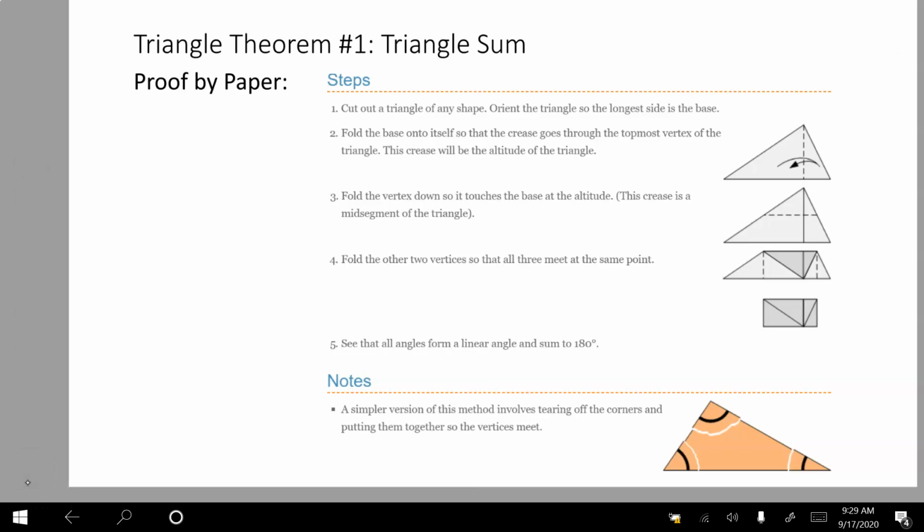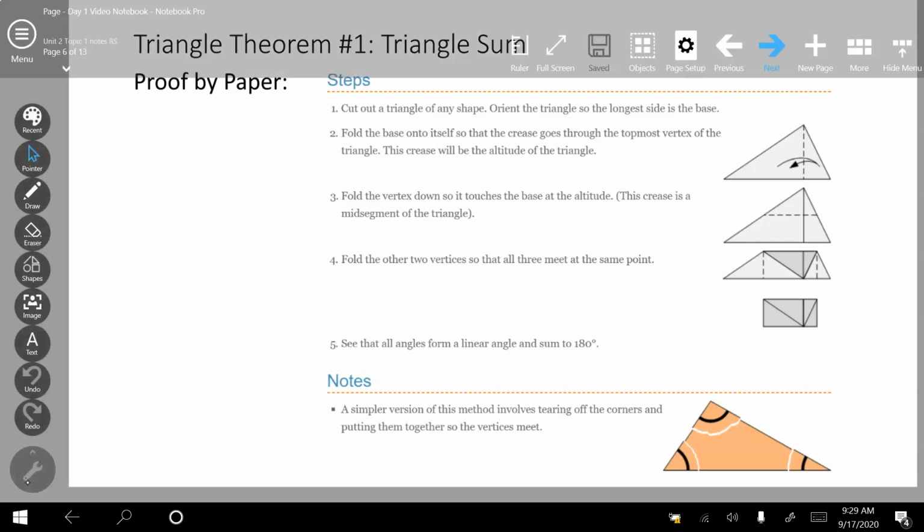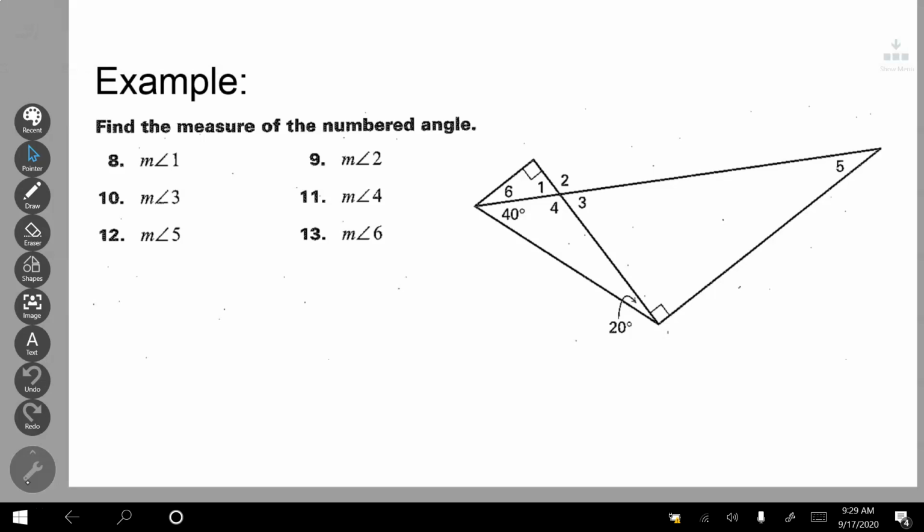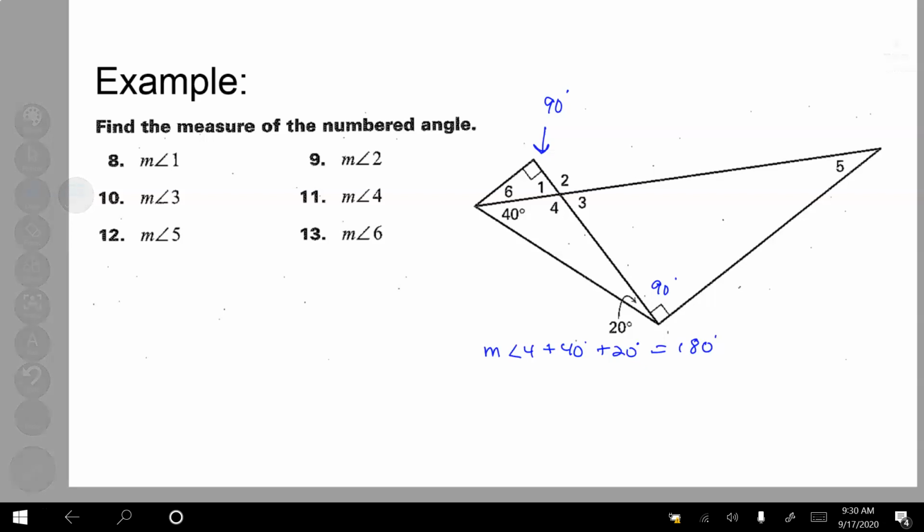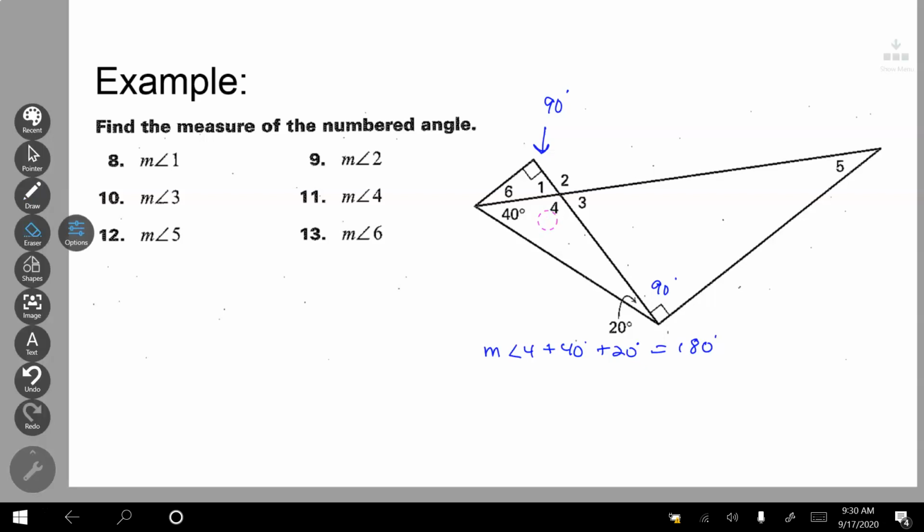We're not going to have time to do that in class, but let's go to a picture and let's see what we can figure out, what all these angles are. So I'm going to draw all the angles on this picture first, and then I'll go back and answer all these angles. I know the right angles here are both 90. I know that the measure of angle 4 plus 40 plus 20 has to equal 180 because they're a triangle. So therefore, I get the measure of angle 4 is equal to 120 degrees.